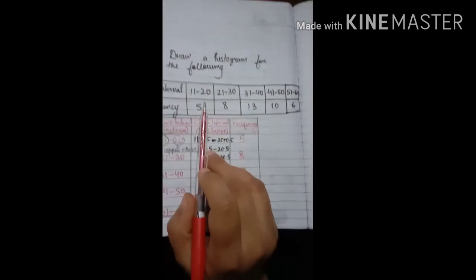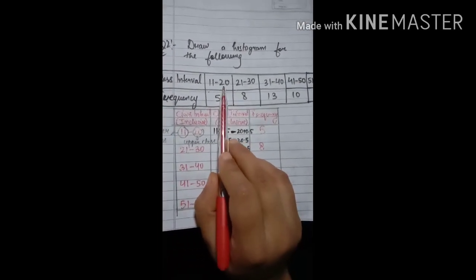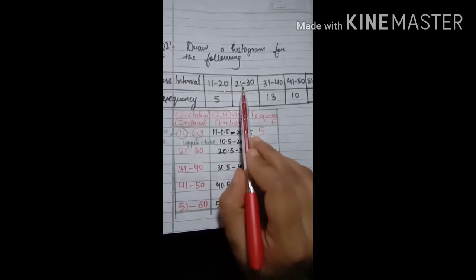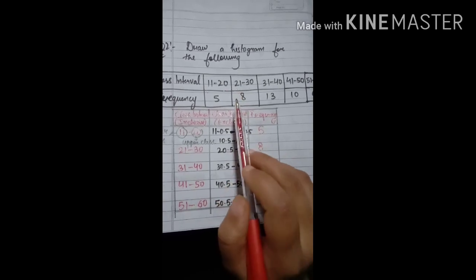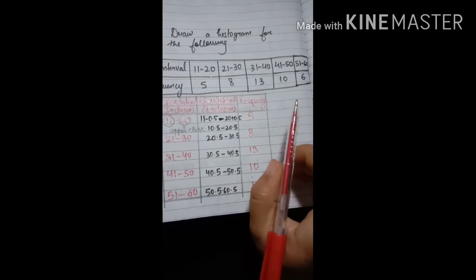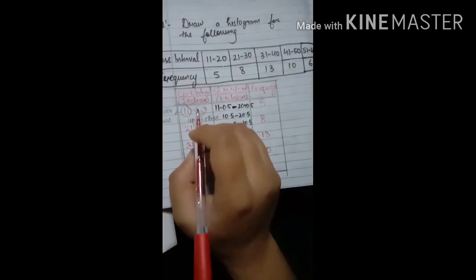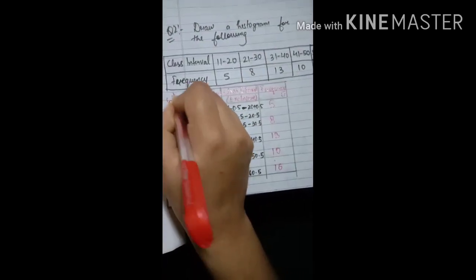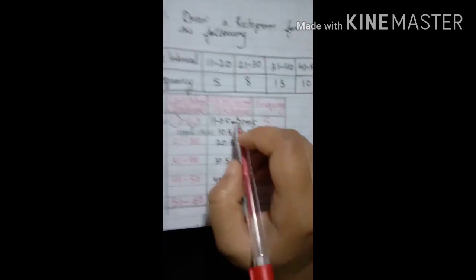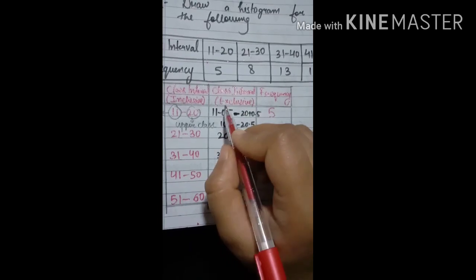Here you can see that the class interval is not continuous. The upper limit of one interval is not the same as the lower limit of the next interval. So this is called inclusive class interval. We have to change it into exclusive. How can we change this? Let's move to the solution. The class interval which is given, now we draw the class interval as exclusive.